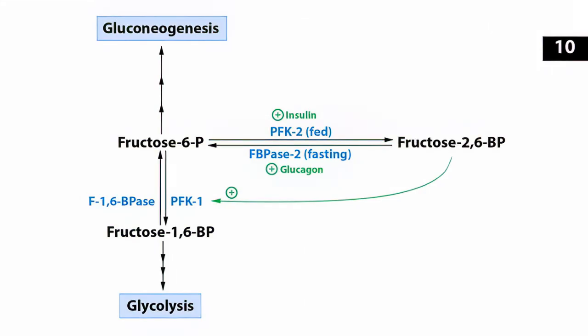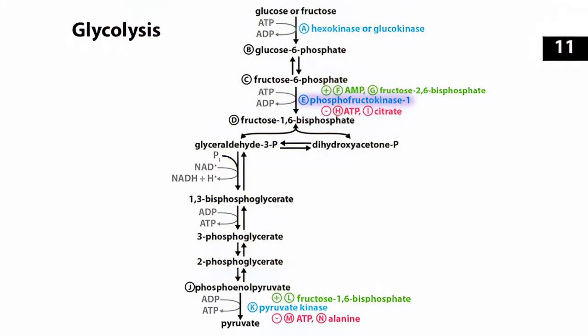Next, what enzymes are responsible for increasing and decreasing the intracellular levels of fructose 2,6-bisphosphate? Well, there's phosphofructokinase 2, which increases levels of fructose 2,6-bisphosphate, and fructose bisphosphatase 2, which decreases fructose 2,6-bisphosphate. And the last question, what's the rate-limiting enzyme in the glycolytic pathway? It's phosphofructokinase 1. That's it for now. I'll see you next time.